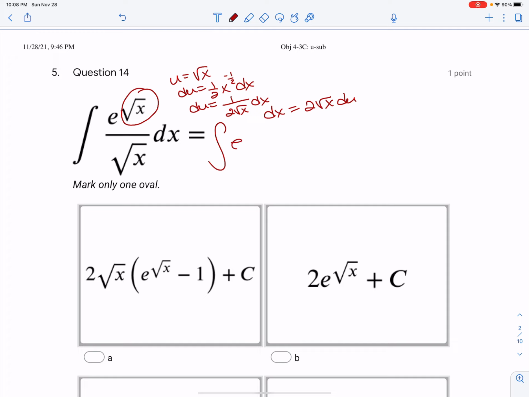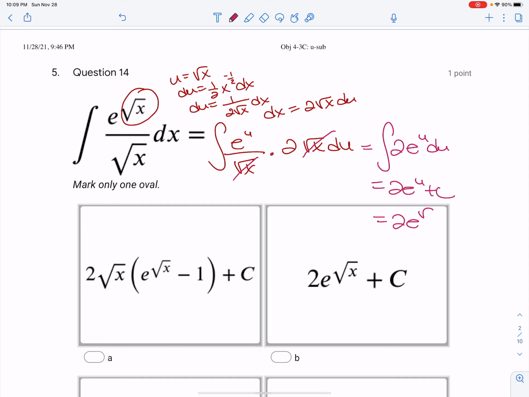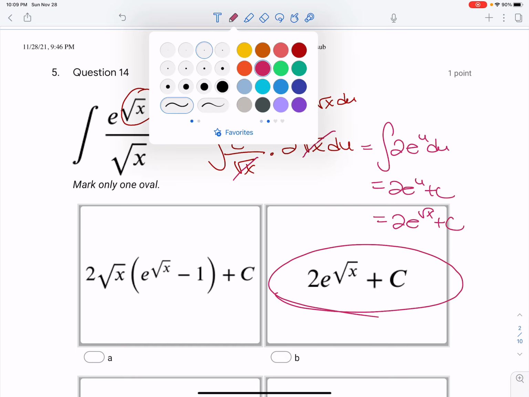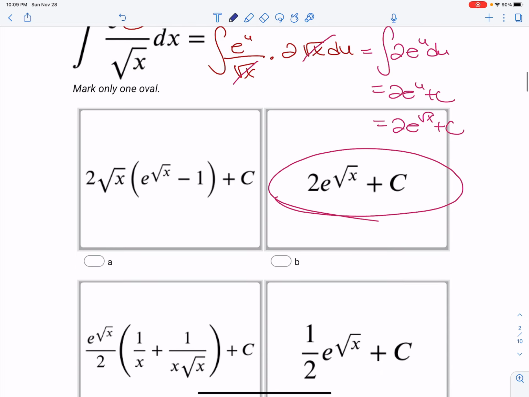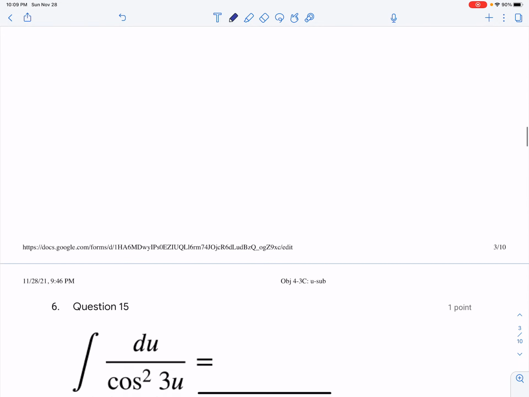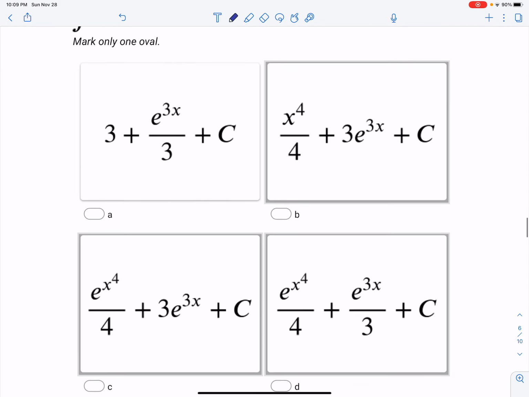So I have e to the u. I have a root x. And instead of dx, I have 2 root x du. And then I can cancel out my root x's. And so I have 2e to the u du, which is 2e to the u plus c, which is 2e to the root x plus c, which is that one there. I was trying to change colors, then it didn't really work out for me. Okay, not that one, this one.